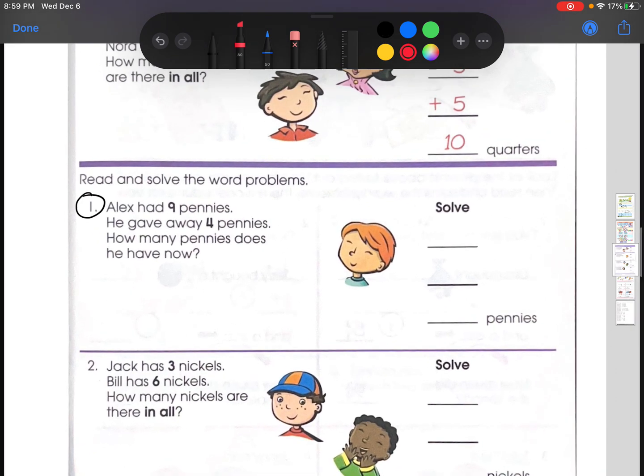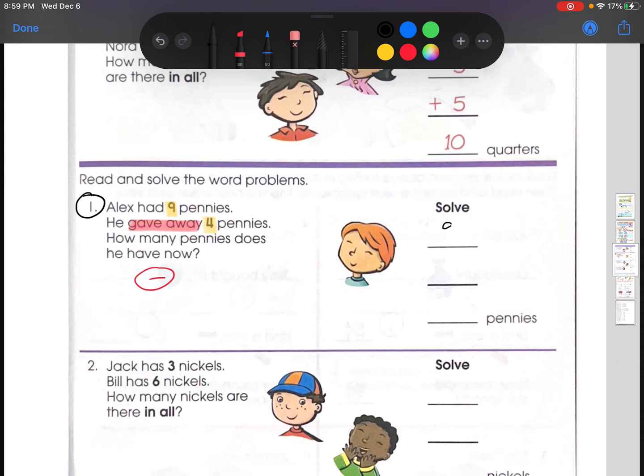Alex has 9 pennies. He gave away 4 pennies. How many pennies does he have now? A crucial hint here is we have to look for these clues that tell us what sign to use. And in this case, gave away means minus, subtracting. So the bigger number goes on top.